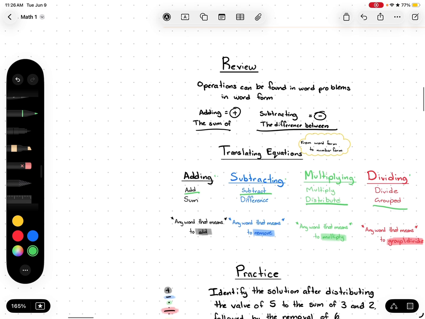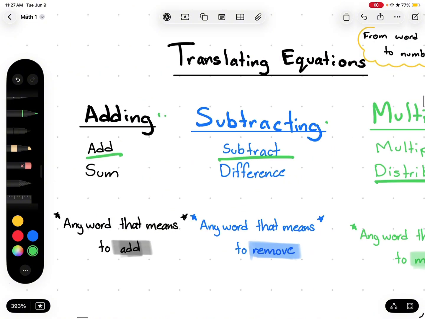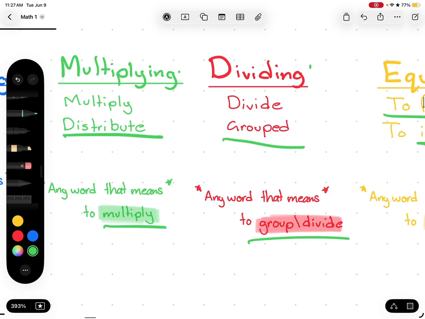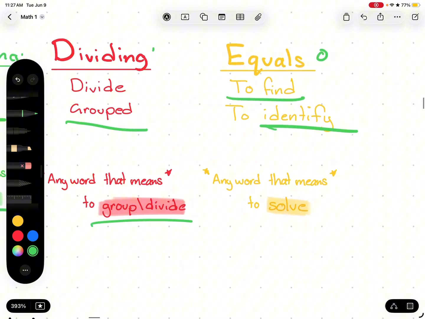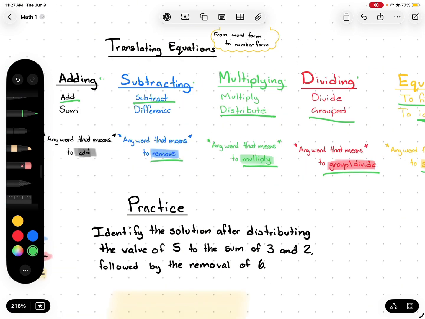And just a heads up, these aren't all the possible words that signify addition. Any word that means to add, so combined, total, those might mean to add. Anything to remove is subtraction, so get rid of, takes away. Anything to multiply, so again, to distribute, to multiply, to square. Anything to group, so maybe you have 5 cookies and you need to divide them evenly. And then any word to solve, so to find, to identify, to total to, is, like that. Those are all different words that you can use when translating equations.